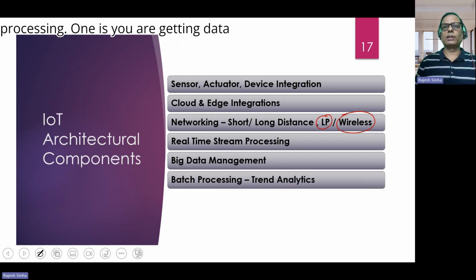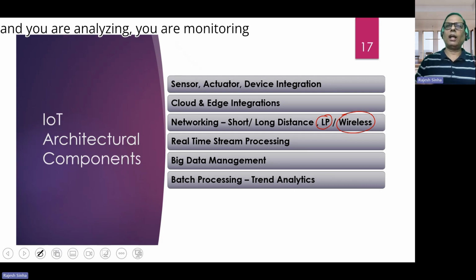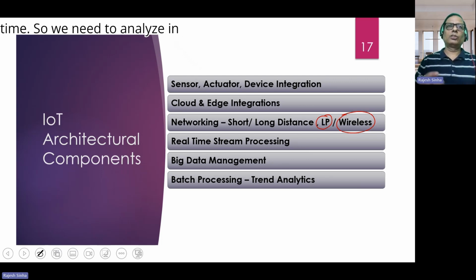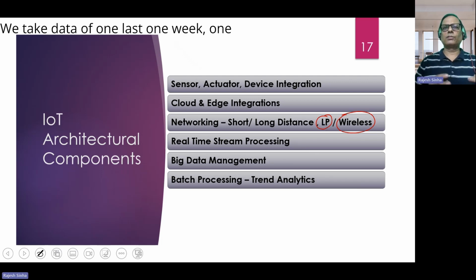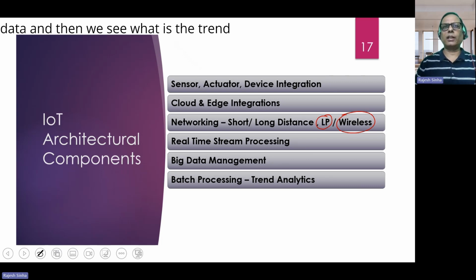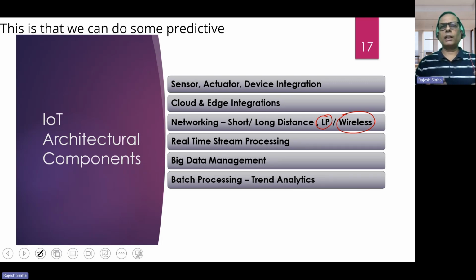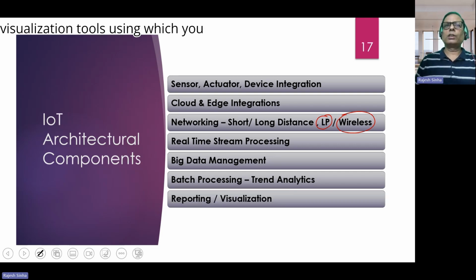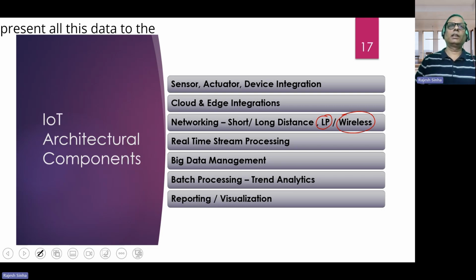Then we have batch processing. One is you are getting data and you are analyzing and monitoring the data in real time, but everything cannot be done in real time. So we need to analyze in batches also. We take data of the last 1 week, 1 month, 1 year, and we analyze that data, and then we see what the trend is. With this we can do some predictive analysis to predict the future. And then we have reporting and visualization tools using which you present all this data to the respective stakeholders, be it management, be it consumers, be it authorities.